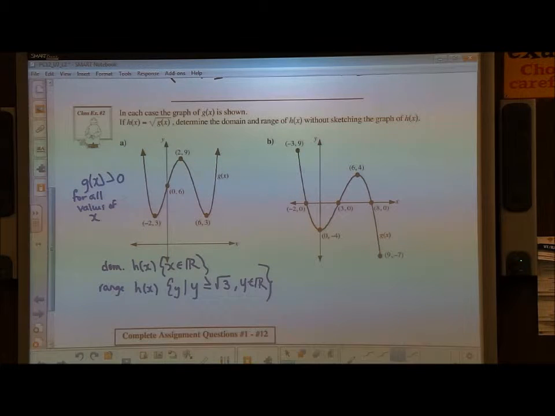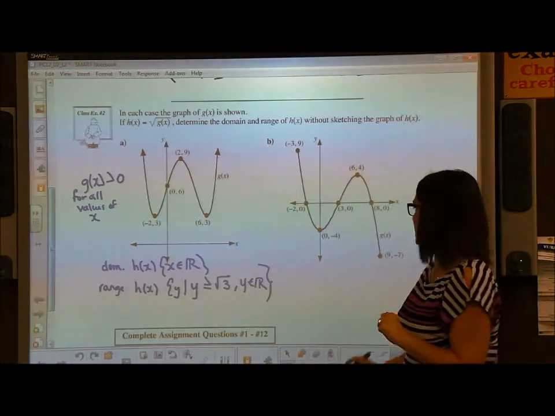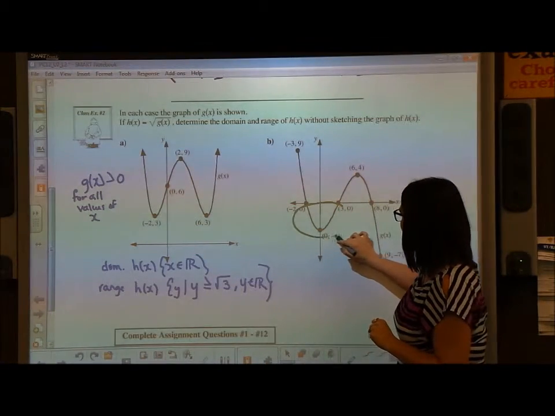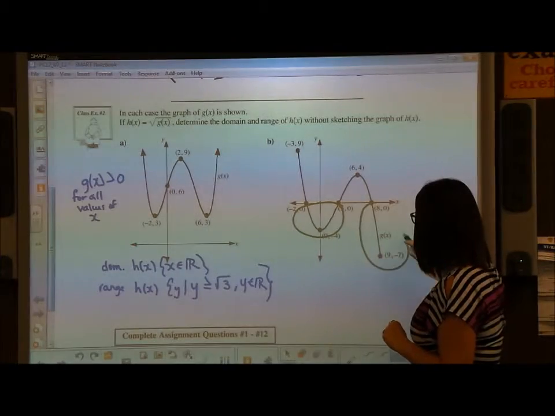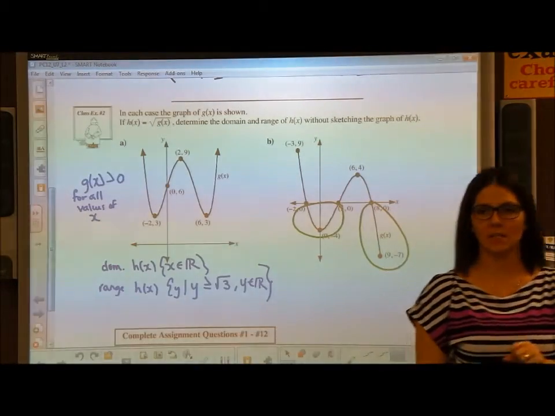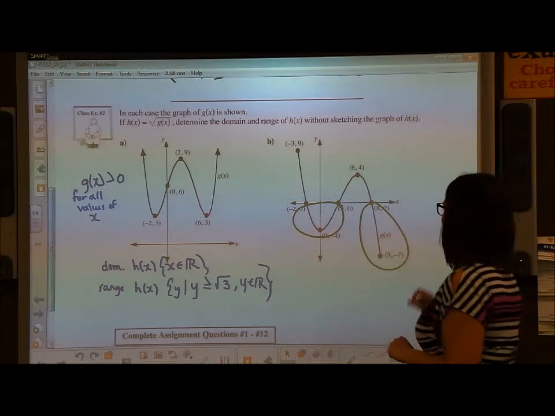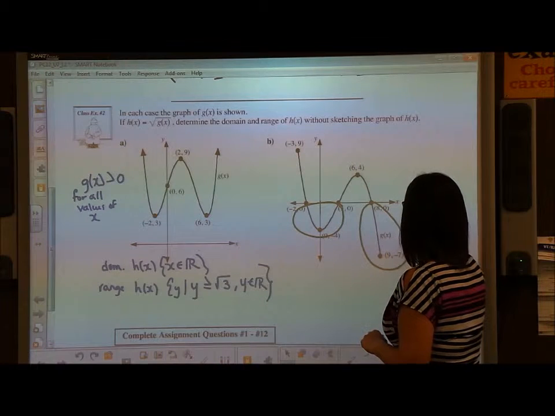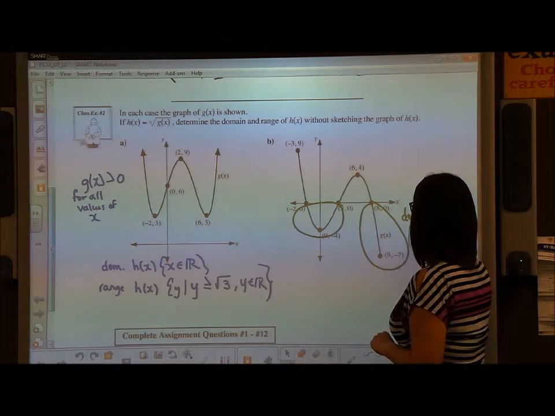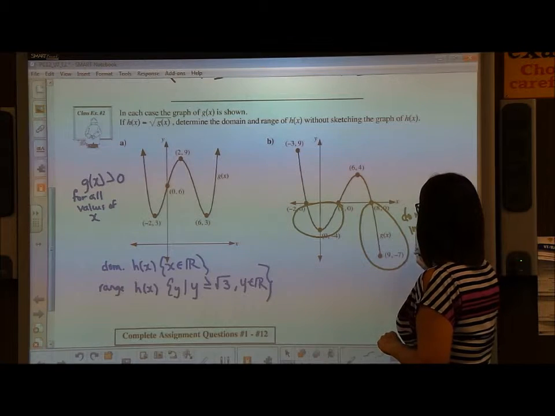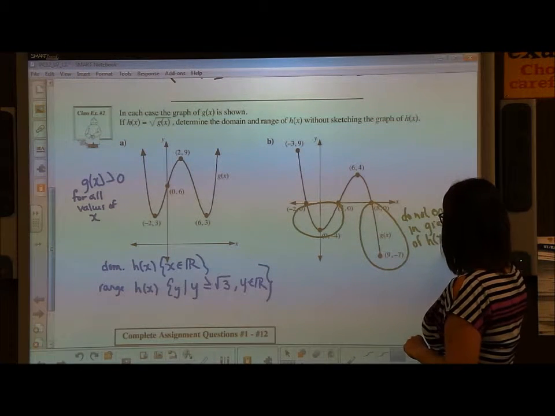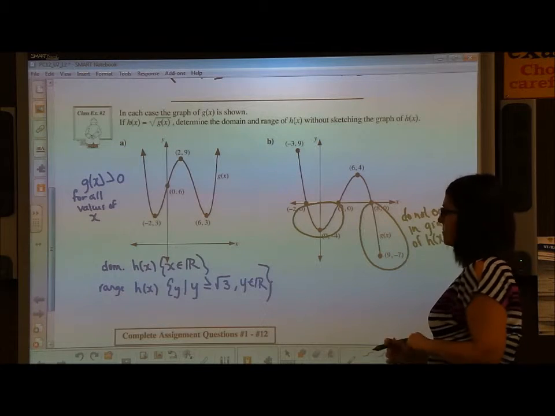What do you notice about the graph in B? Parts of it are above and parts of it are below the x-axis, which means when I take the square root, these two sections of the graph no longer exist. So those become areas that are no longer in the domain. So these do not exist in the graph of h of x, which is equal to the square root of g of x.